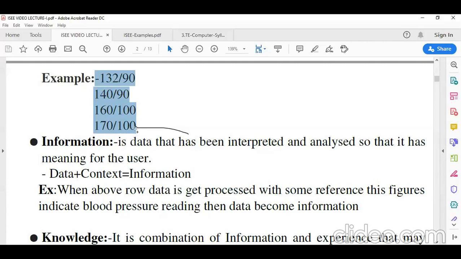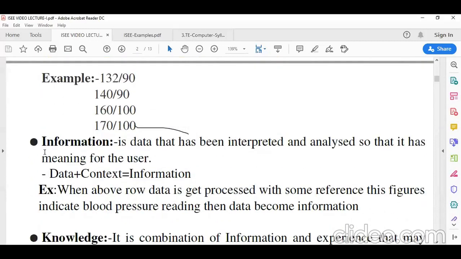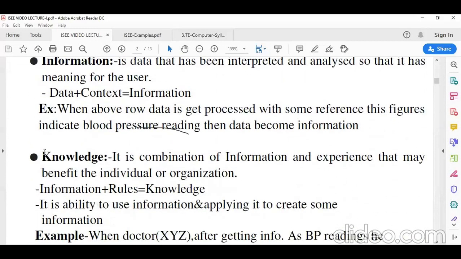Yes, sir. After attaching some reference, in the sense when you process it, then it becomes some information. And what reference and what analysis have we done? These are nothing but the blood pressure levels. Now from data, we come to the information. Yes. Now come to the next point, knowledge.